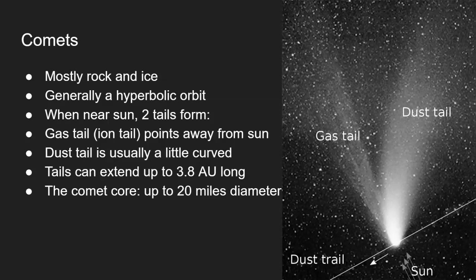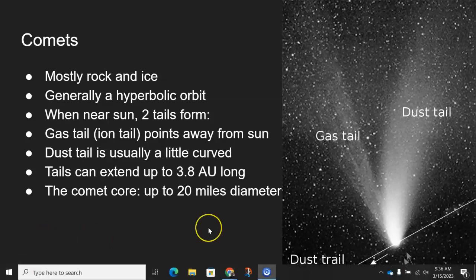When they get near the sun, they actually have two different tails. The gas tail points away from the sun, and the dust tail usually curves a little bit. So as you can see in the diagram on the right-hand side there, they show the direction of the sun. The gas tail goes straight away from the direction of the sun because it's blown by the solar wind. The dust tail kind of follows the path behind.